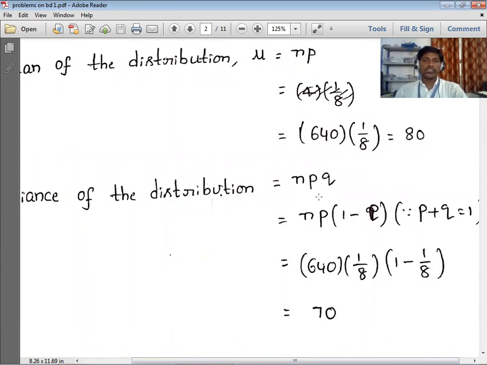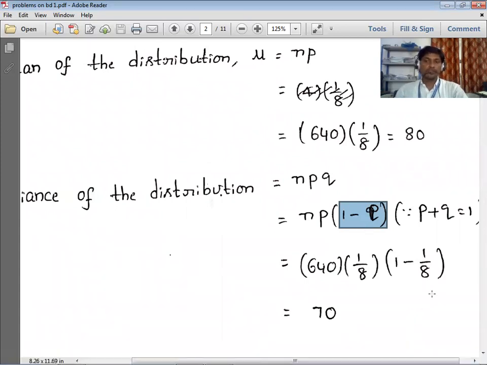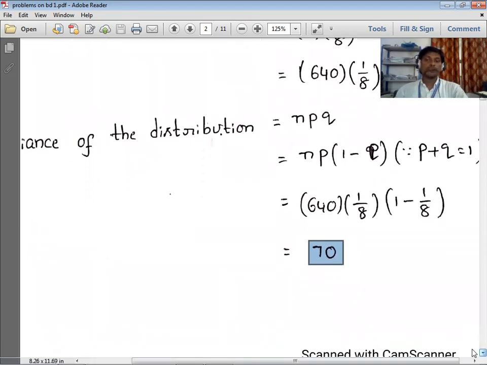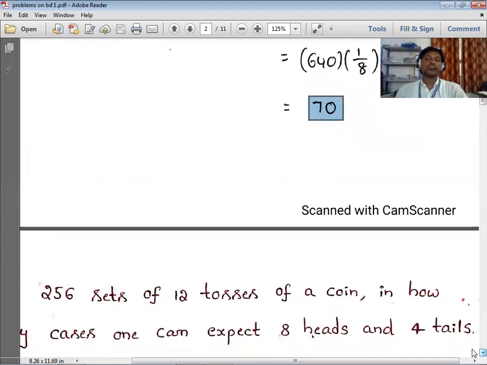Here NP as it is, and Q is nothing but 1 minus P, which we substituted. So 640 into 1 by 8 into 1 minus 1 by 8, that is 640 into 1 by 8 into 7 by 8. By cancellation we get 70. So mean mu is equal to 80, and the variance of the distribution is 70. It means that by knowing the values of N, P, Q, we can find the mean and variance of the binomial distribution.